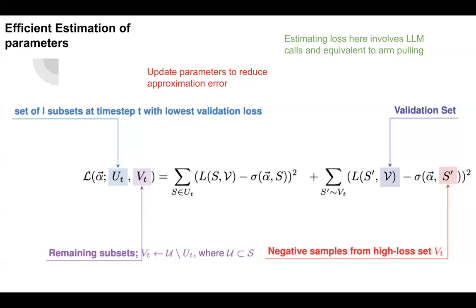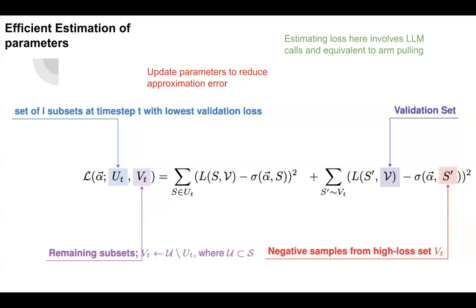So as we can see, this is equivalent to arm pulling in multi-arm bandits, and we do not exhaustively evaluate, but it is limited to the small set of UT. But this is more of the exploit part of the algorithm. We also want to make sure we provide a fair evaluation to other subsets in VT, which is all the subsets not in UT. There may be a few subsets that were misassessed in the beginning, but we give them a fair chance.